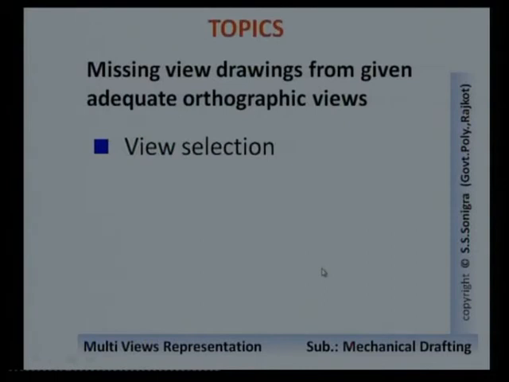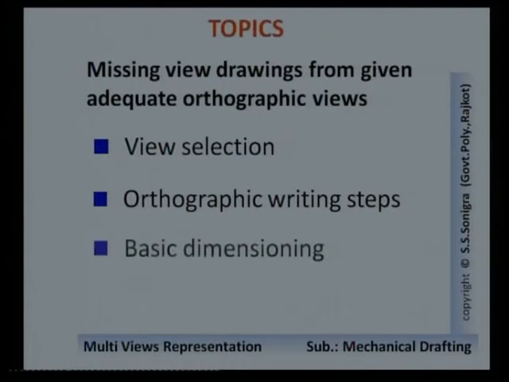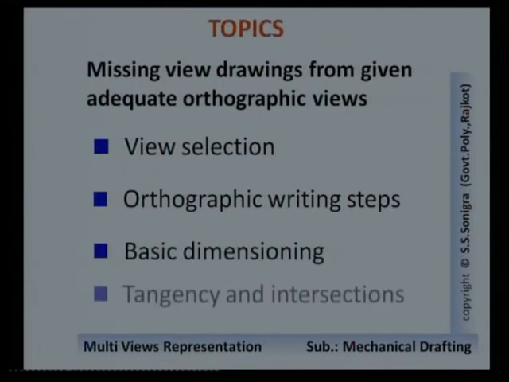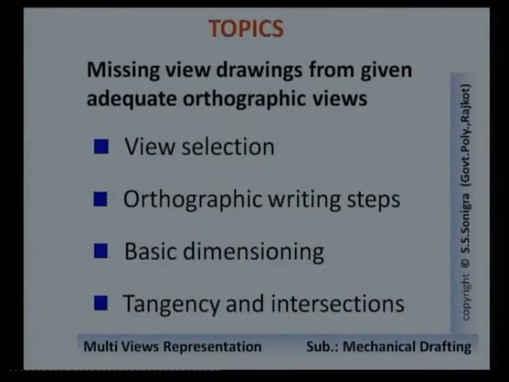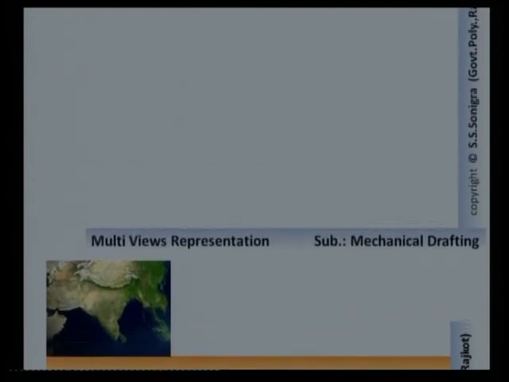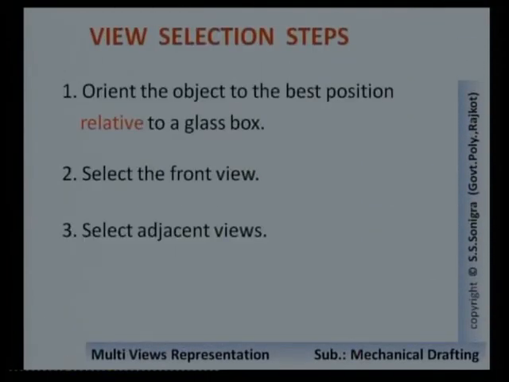Now, missing view drawings from given adequate orthographic views, view selection, orthographic drawing steps, basic dimensioning, and tangency and intersections. Till now, we have discussed how to draw the missing view of the object. Now we will discuss basic dimensioning and tangency and intersections. View selection: how to draw that? How to select a view? For that, orient the object to the best position relative to a glass box, select the front view and select adjacent views.